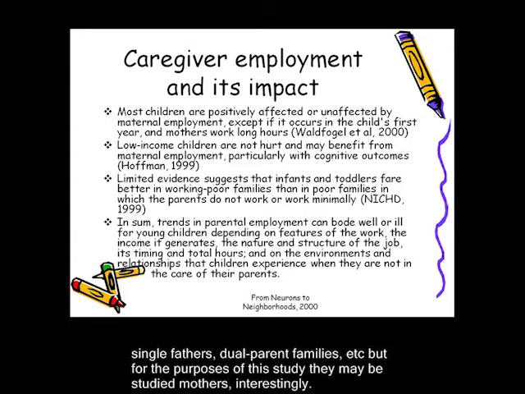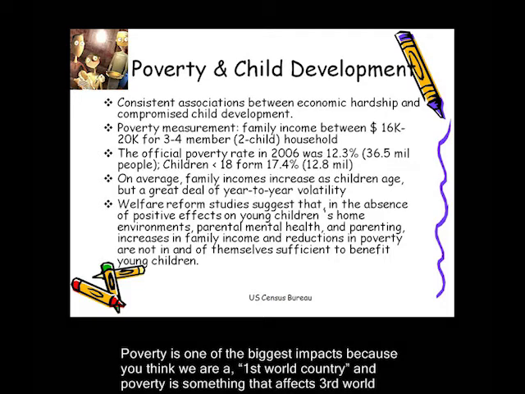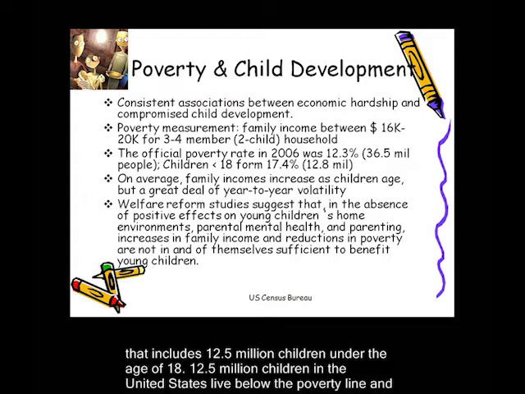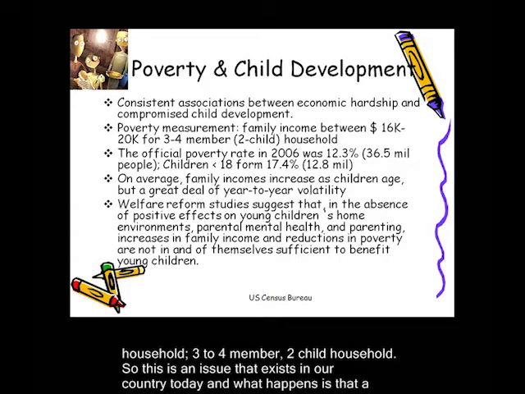Interestingly, poverty is one of the biggest impacts, because you think we are a quote-unquote first world country and poverty is something that affects third world countries. Well, you have to understand that currently in the United States, there are 36.5 million people below the poverty line, and that includes 12.5 million children under the age of 18. 12.5 million children in the United States live below the poverty line. And the poverty line is defined currently by the U.S. Census Bureau as an income of between $16,000 and $20,000 a year. And this is for a 3 to 4 member, 2-child household. So this is an issue that exists in our country today.